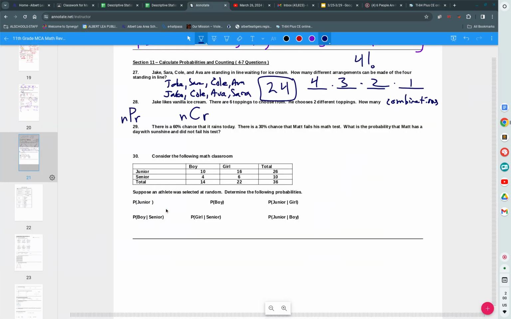And when we look at this, you can either have nPr or nCr. This is called a permutation. This is called a combination. And a permutation, order does not matter. And in a combination, order matters. So in this situation, what I do is I do a 6 permutation 2. Okay? And we can simply perform that on our calculator.